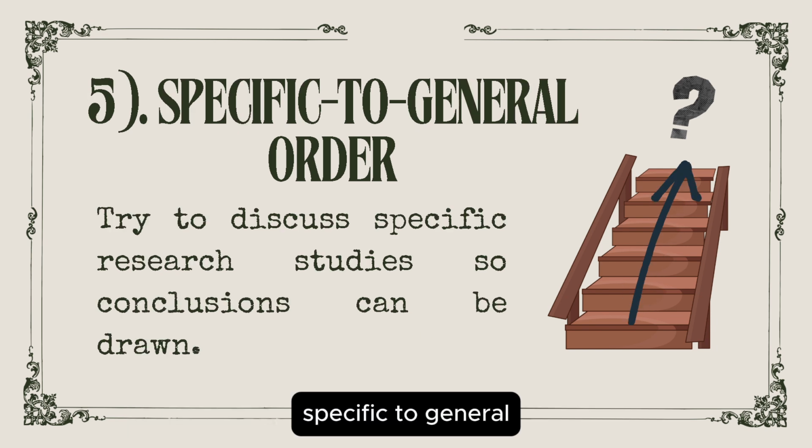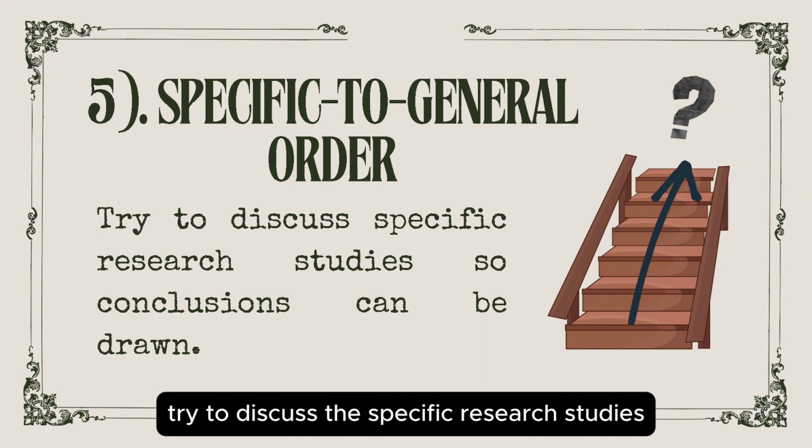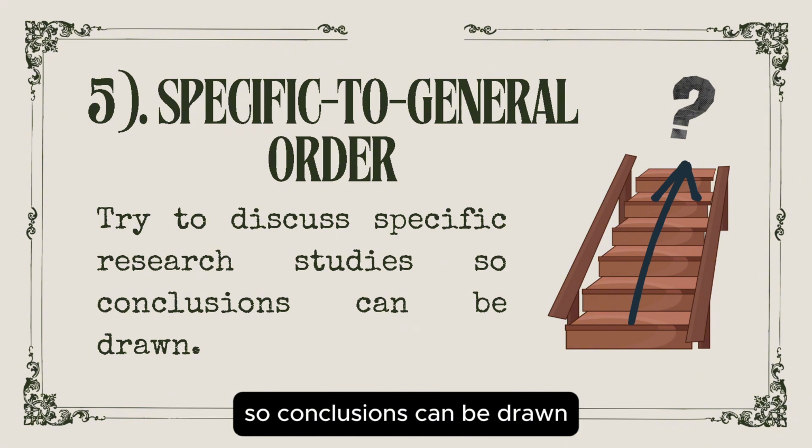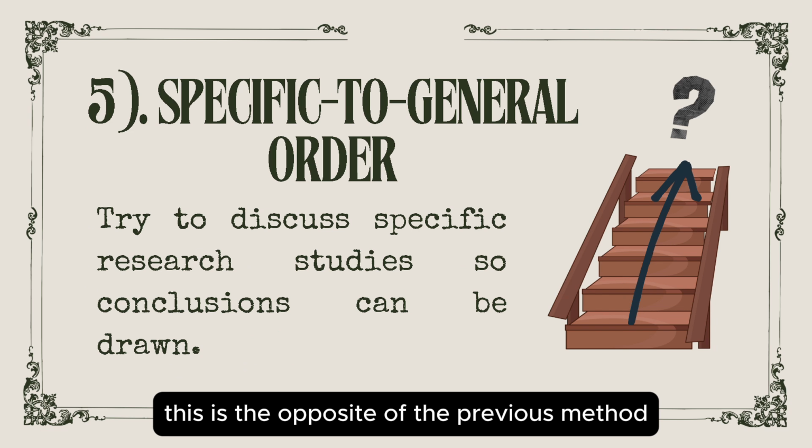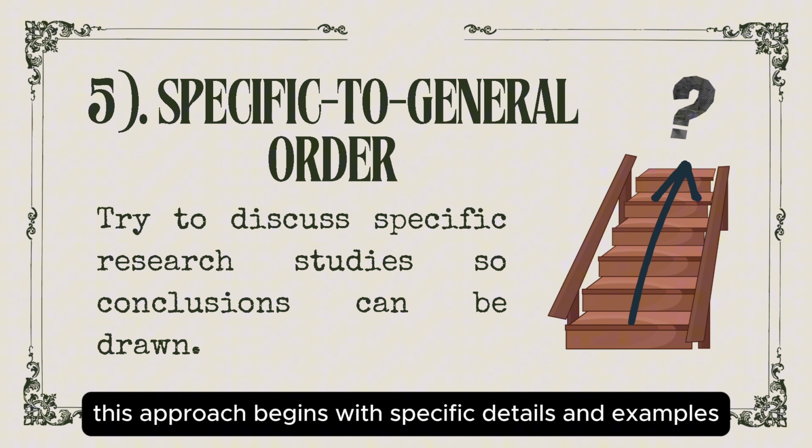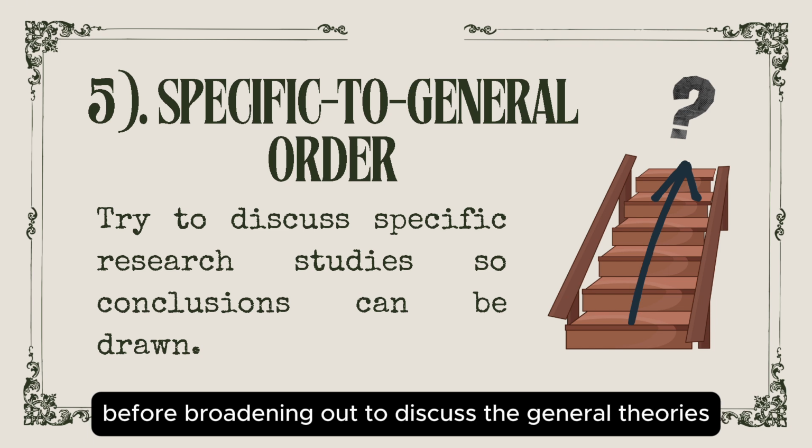Specific to general. Try to discuss the specific research studies so conclusions can be drawn. This is the opposite of the previous method. This approach begins with specific details and examples before broadening out to discuss the general theories.